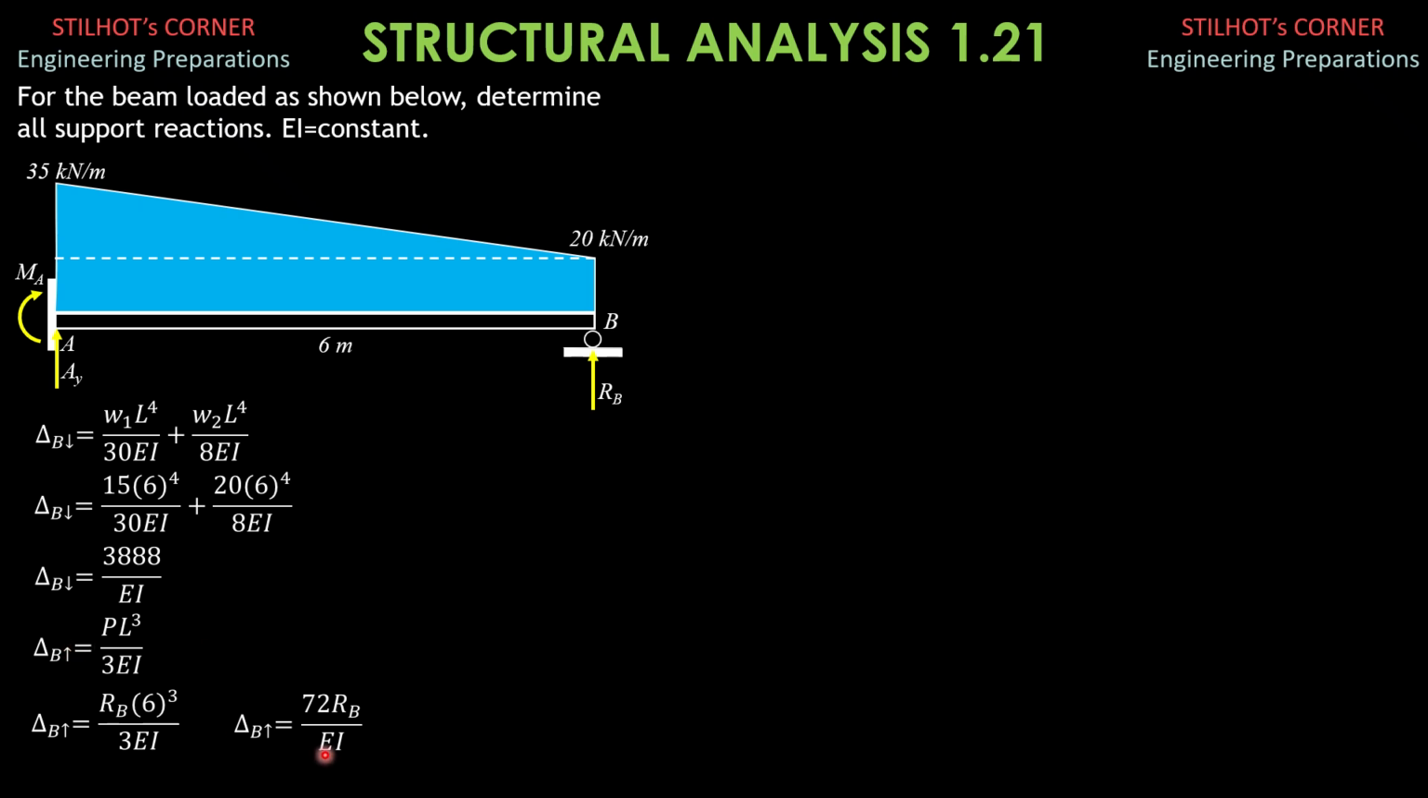So equating, we just use absolute values because they should be equal, since there's no movement at support B. So 72 RB over EI equals 3888 over EI. Cancel out EI. RB is 3888 over 72, and that is equal to 54 kilonewtons upward. Of course, AX is 0, not shown, but obviously it is 0.